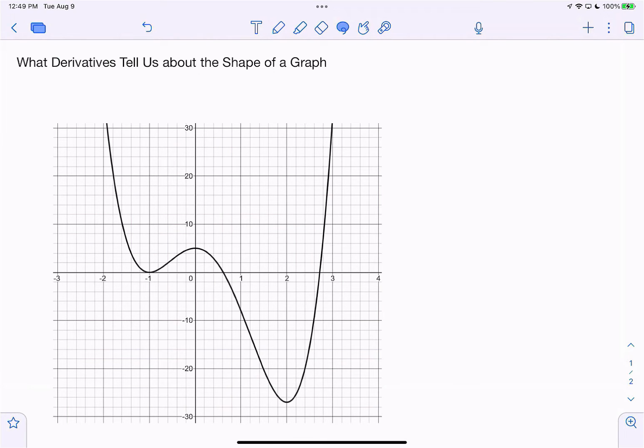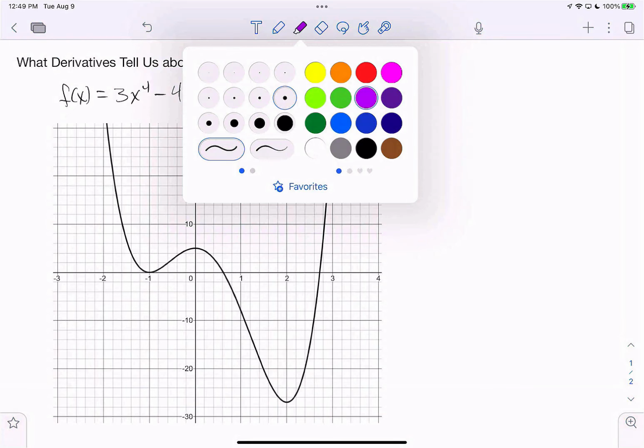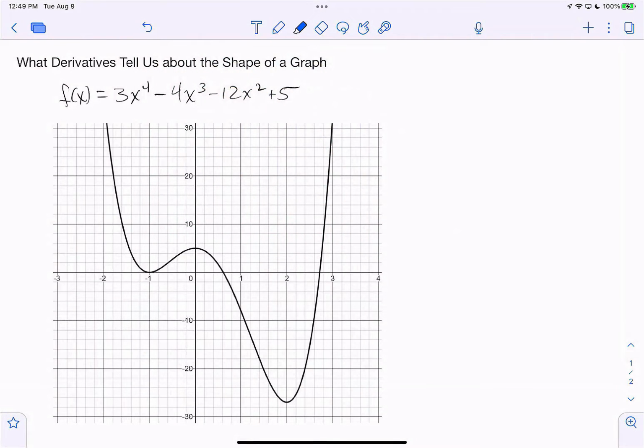The derivative of a function can tell us a lot about its graph. We have here the graph of a polynomial function, and if you'd like to know, it is f of x equals 3x to the fourth minus 4x cubed minus 12x squared plus 5. I want to chop up this function into a few intervals.